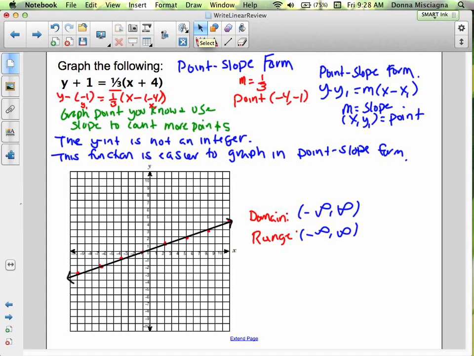We graphed the point, and this was the point we graphed right here, -4, -1, and then we just use the slope to get more points. Nothing more. And our domain and our range, of course, this one looks like a fish, is -infinity to infinity, and that'll be true for all of our linear functions.